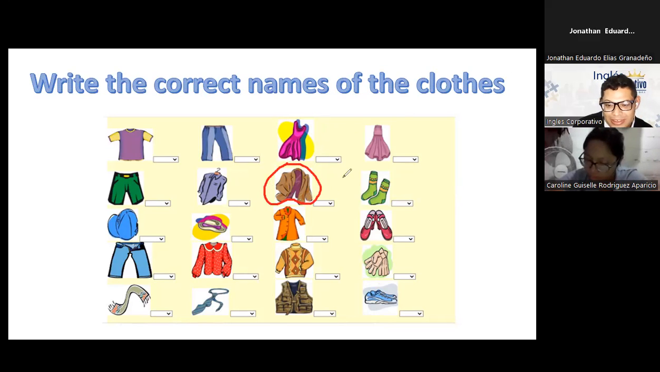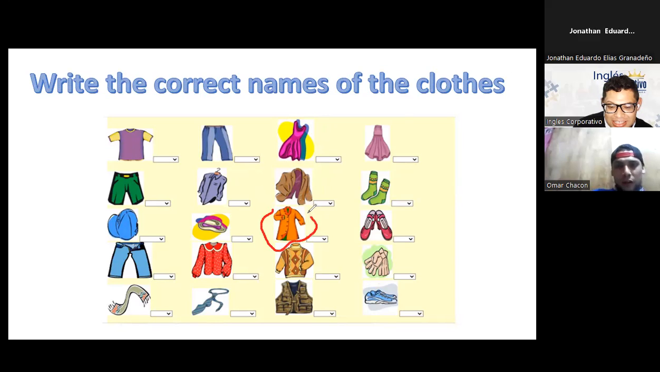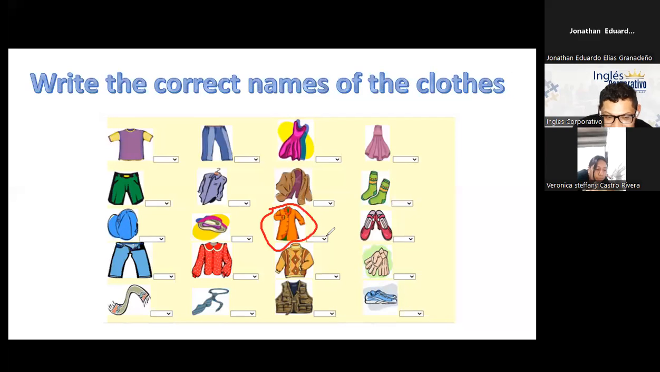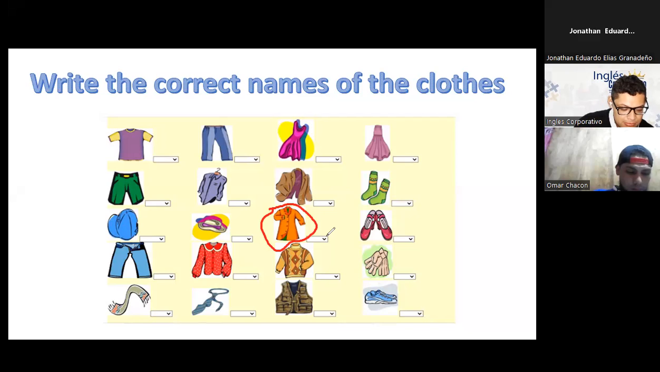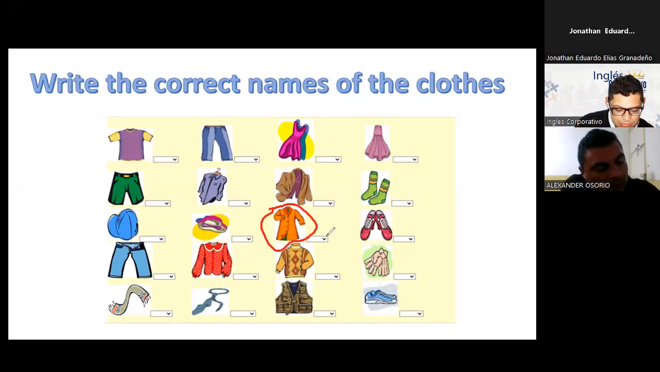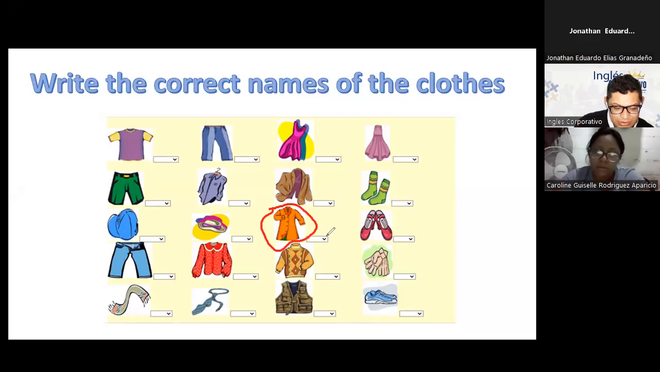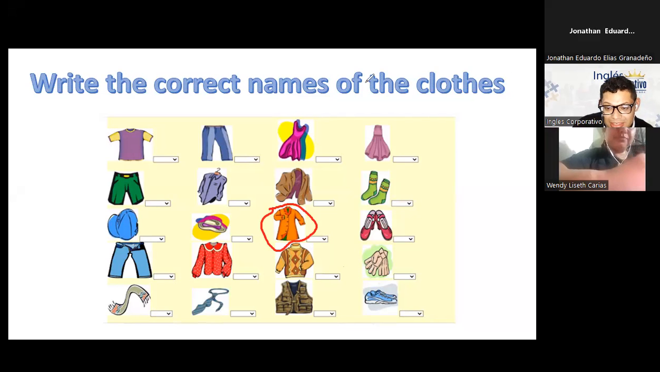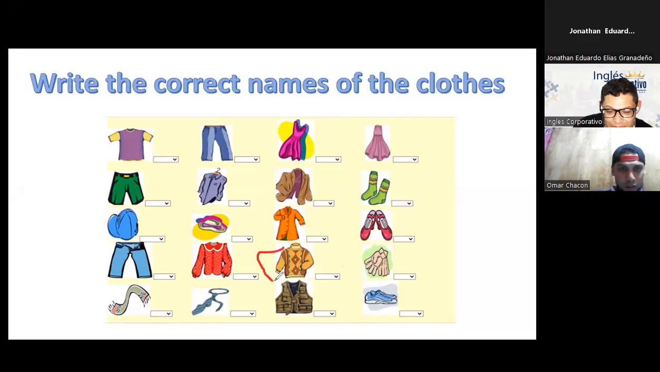Next, we go with the next one. Este, ¿qué era este? Raincoat. Podría ser raincoat. Yeah, that's right. That's correct. Let's continue. Look at the next one. All right. Jumper, teacher. Oh, wow. That's okay. It's a jumper? Yeah, it's a jumper. Yeah, that's right.